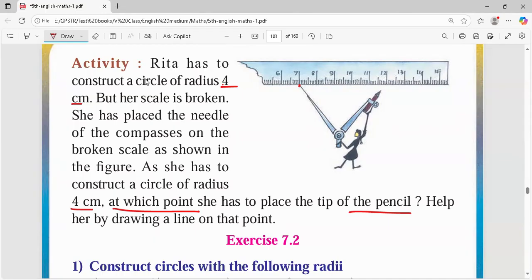She wants to draw 4 centimeters. This is here to here. Consider 0, 1, 2, 3, 4. She puts the pencil edge at 11 centimeter. Help her draw a line on that point. Okay. This is the required point.